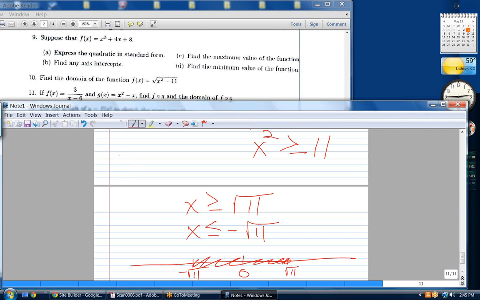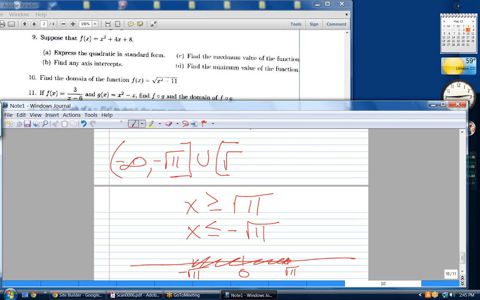Okay. So interval notation would be negative infinity to negative square root 11 inclusive, combined with square root 11 to positive infinity. So there is your domain.